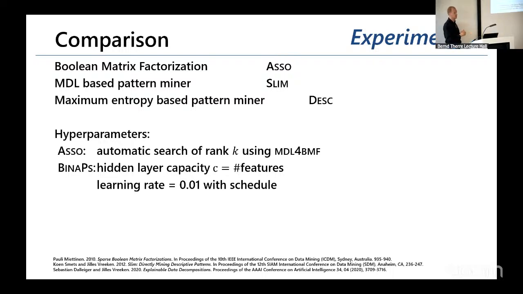Hyperparameters, well, Slim and Desk don't have any, so just run out of the box. ASO has a method called MDL for BMF that Pauli Miettinen and me developed that can automatically search for the rank and tune these things. So we used MDL for BMF, yay for MDL once again. Then for Binaps, we have a number of hyperparameters, namely how large should the hidden layer be, and the learning rate. So we optimize this, and this is basically the values that we use. Again, are these optimal? Nobody knows, but they work well in practice.